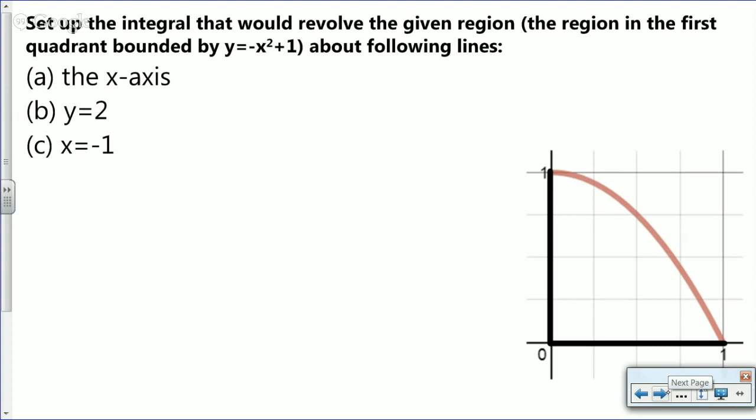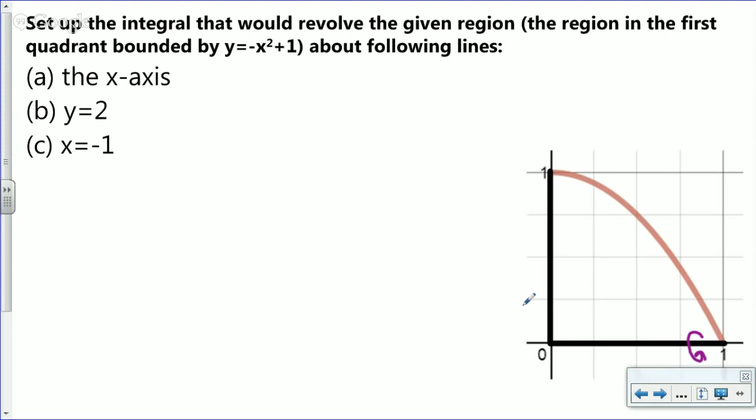It says set up the integral that would revolve the given region, the region in the first quadrant bounded by y equals negative x squared plus 1, about the following lines. All right, part A says rotate about the x-axis. So this is the region I'm looking at here, yeah? And I would like to rotate about the x-axis.